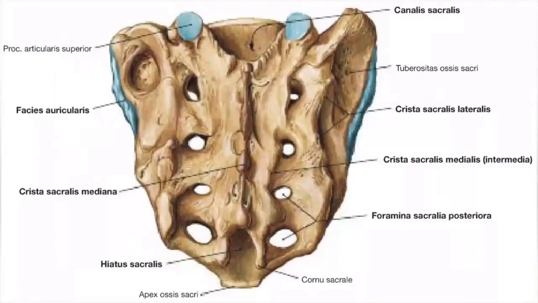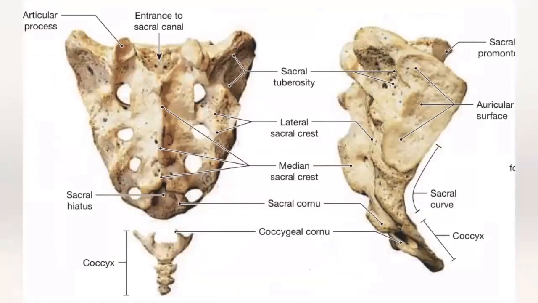So you see, medial to the foramina, there are tubercles called the intermediate crest, right? Here is the sacral hiatus and there are the sacral cornua. These are the inferior articular processes of the S5 vertebra, so these articulate with the coccyx, right? This is the coccygeal cornu. They articulate with the sacral cornu, like this.